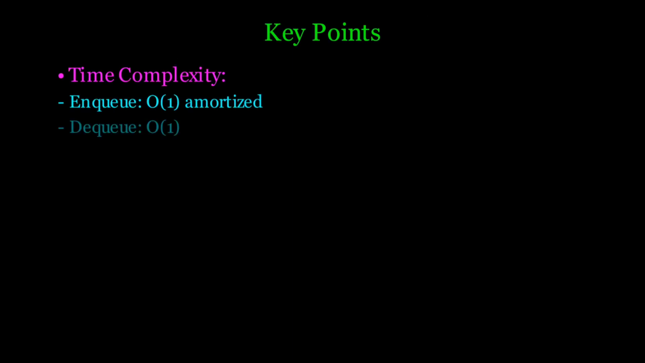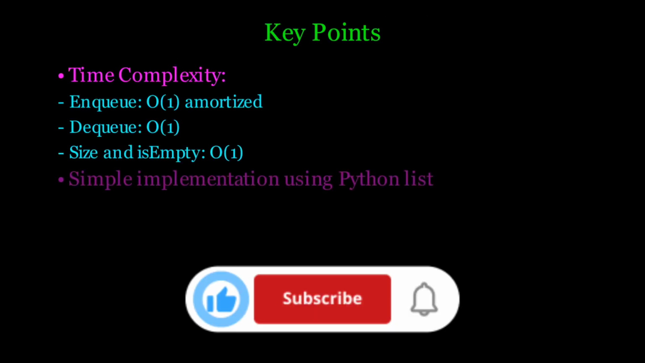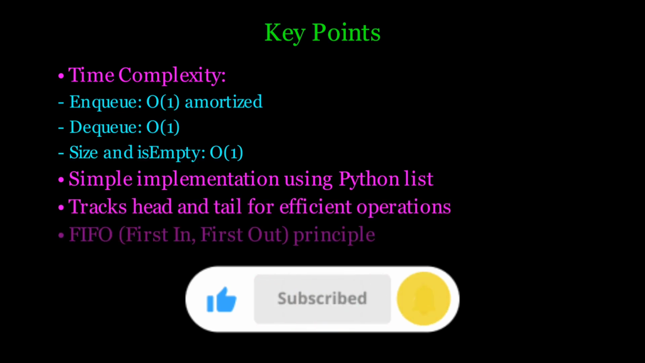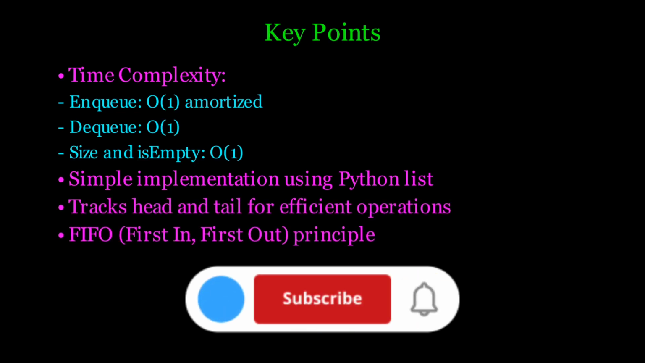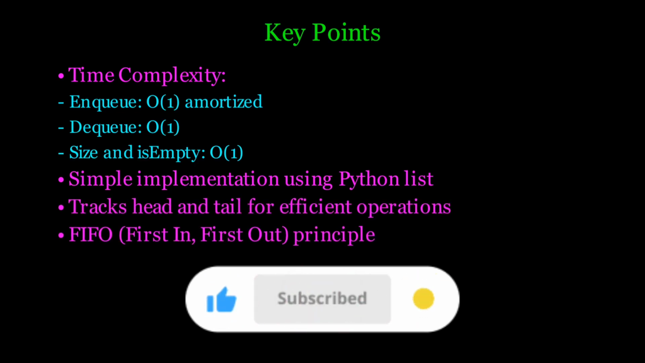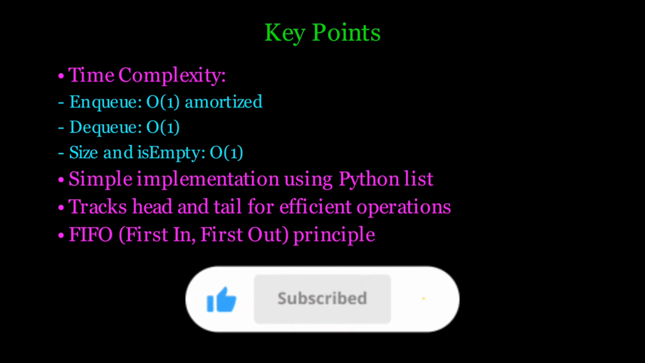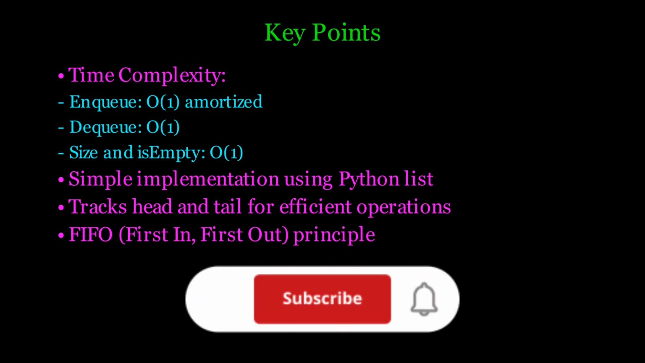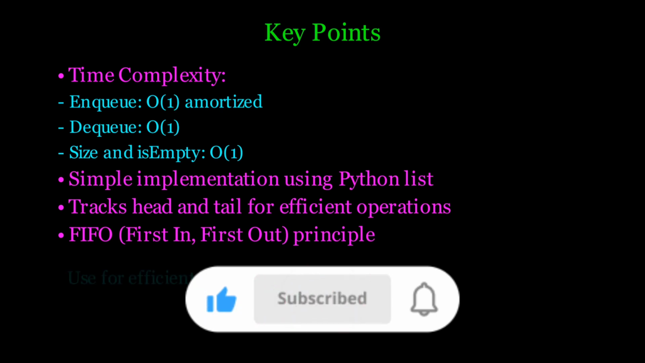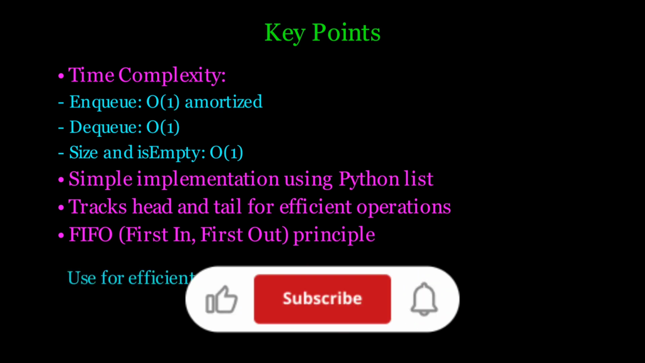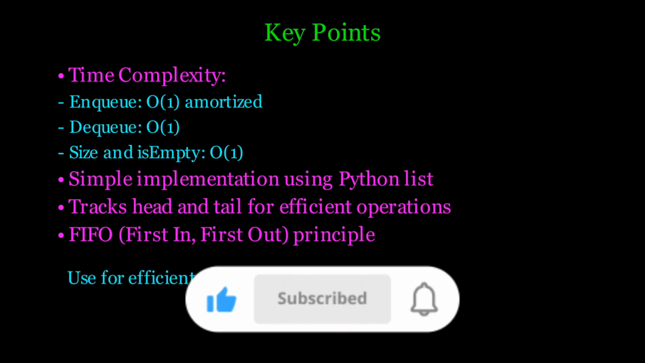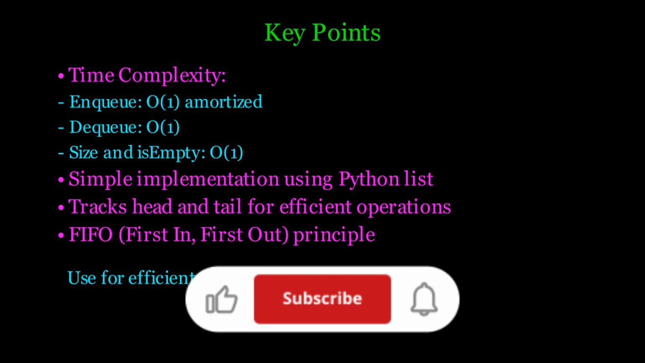So let's summarize the key points. The time complexity of all operations is efficient, that is the constant O(1) complexity. By tracking the head and tail pointers, we achieve efficient operations without having to shift the elements in memory. The FIFO principle is preserved beautifully. So this implementation of a queue offers an excellent balance of simplicity and efficiency.